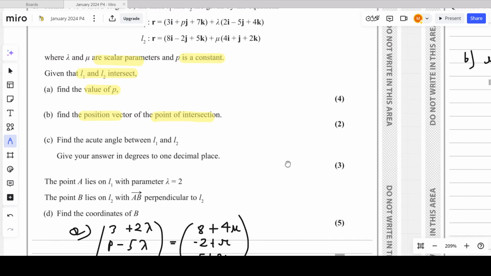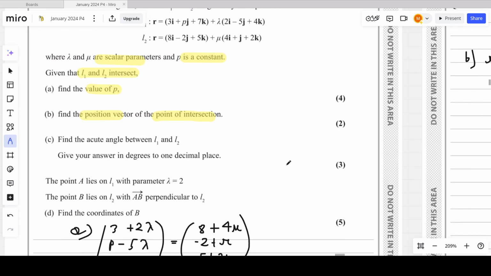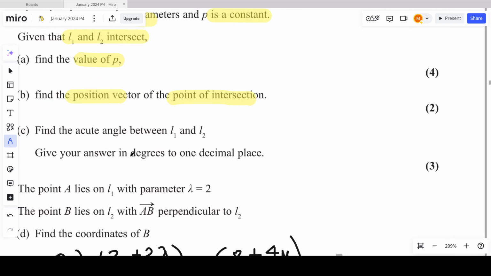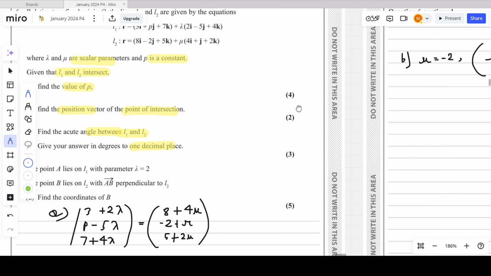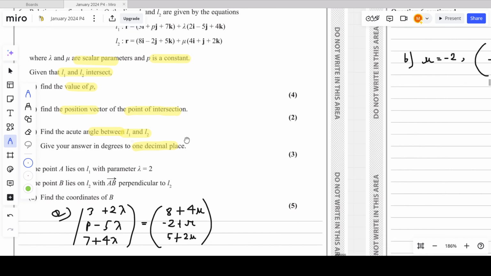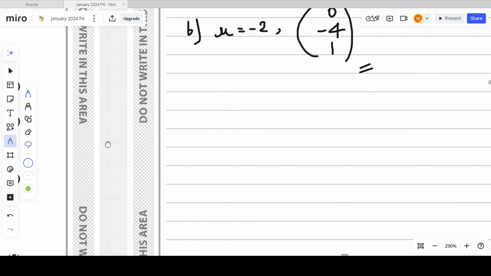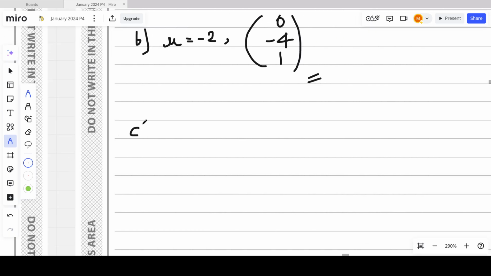Okay. Now next is what? For part C, what have they asked for? Find the acute angle between L1 and L2. Give your answer in degrees to 1 decimal place. Okay, so acute angle. How can you figure out the acute angle? Since they are asking for the acute angle, look.